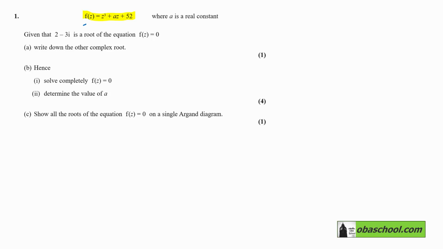Since we know that all of the coefficients here are real, the other root will be the conjugate of the root that we're given. So that's going to be 2 plus 3i.